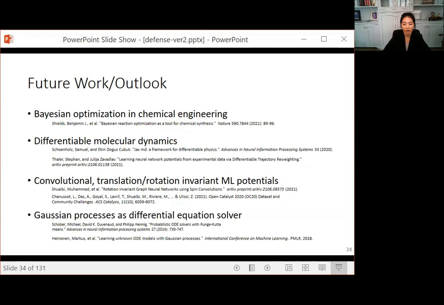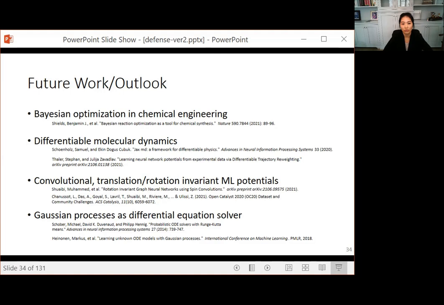And then another area is differentiable molecular dynamics. And there are some frameworks that were developed, such as JAXMD. And right now, it's difficult to integrate the ML potential with MD simulation. So this can make it easier to do that, and we can get faster experiments, more iterations. And the other thing is that we can do some more things because this allows us to differentiate through an MD simulation.